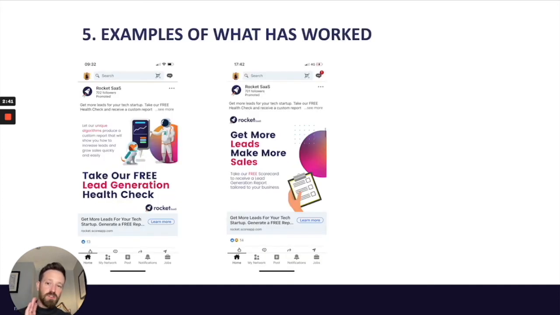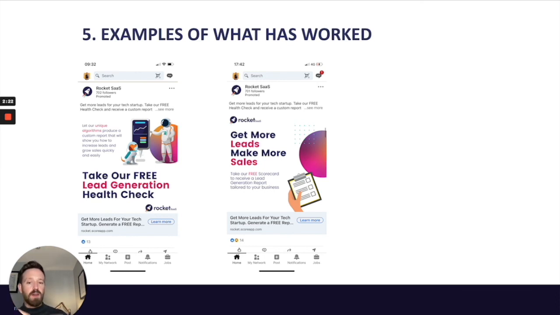So that leads us on to some examples of what's previously worked well for clients of ours. This business set up a scorecard and ran ads to cold audiences. So these are cold audience ads. And as you can see, they're very engaging. The one on the right, and actually on the left as well, is focused very much on outcomes.